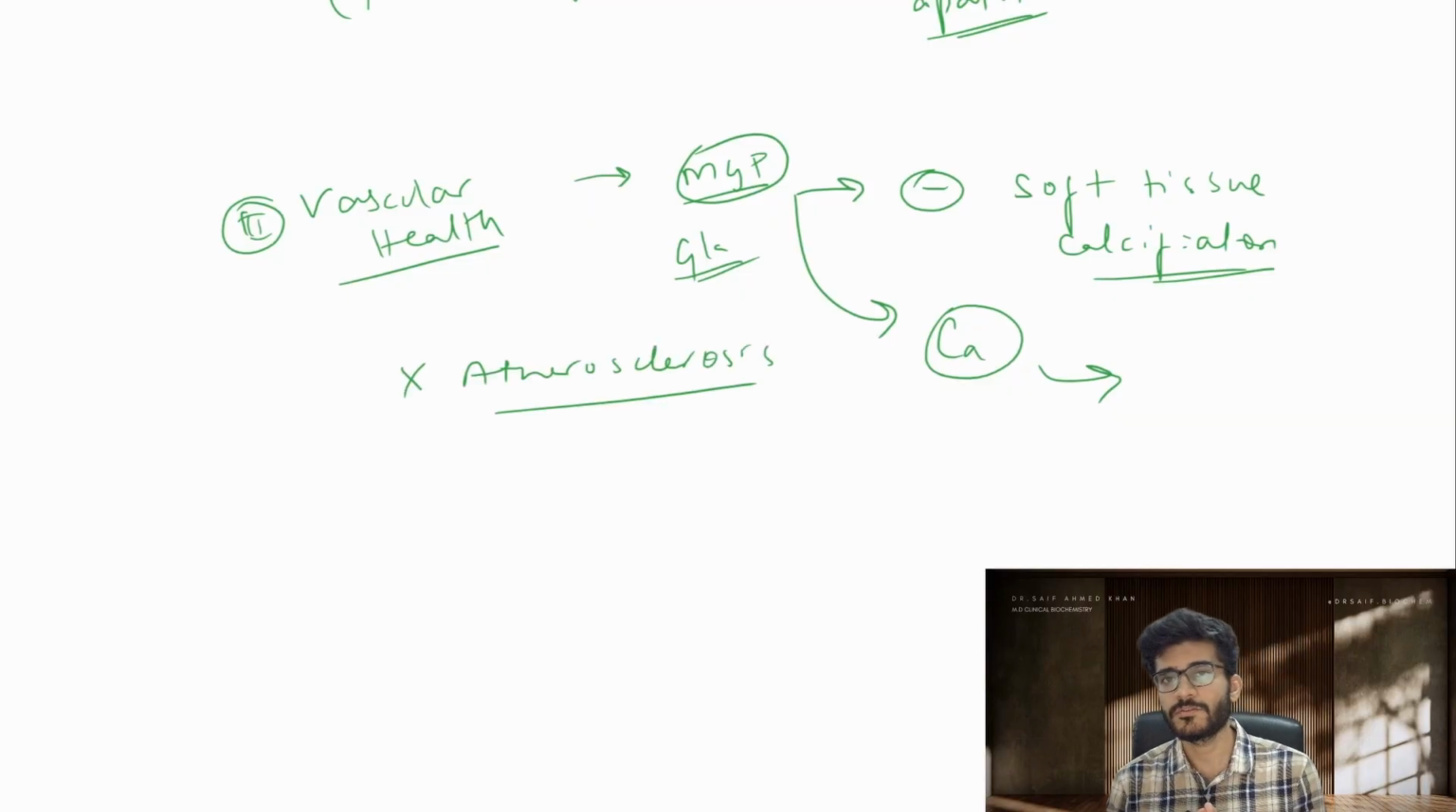When you study atherosclerosis, you will know how calcium also plays a role in the formation of atherosclerotic plaque. So the MGP protein, which has GLA residues, can bind these calcium residues and it can reduce the formation of atherosclerosis and also decrease arterial stiffness.